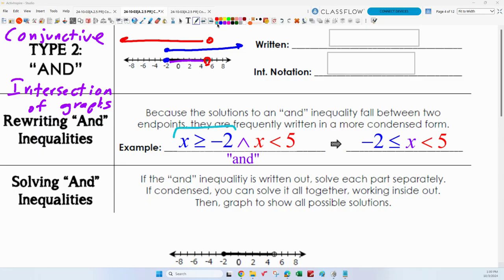There's the first inequality. X is greater than or equal to -2. Well, we said that right there. X is greater than or equal to -2. We just read that one backwards. And the other one, x is less than 5, is the second part of that, but we just smush them together so it's more efficient, right?